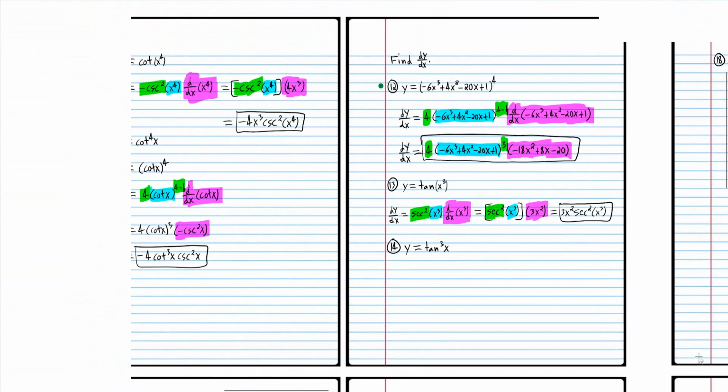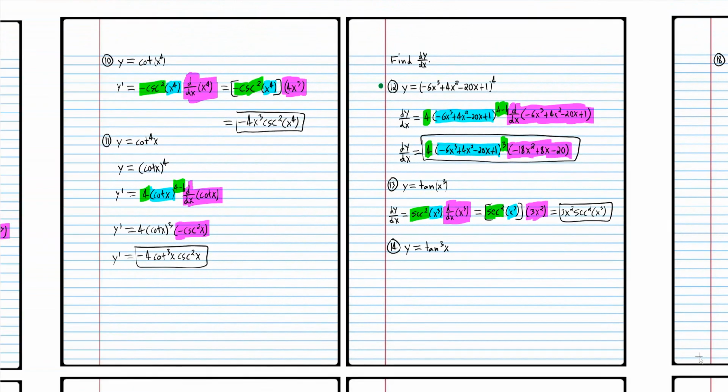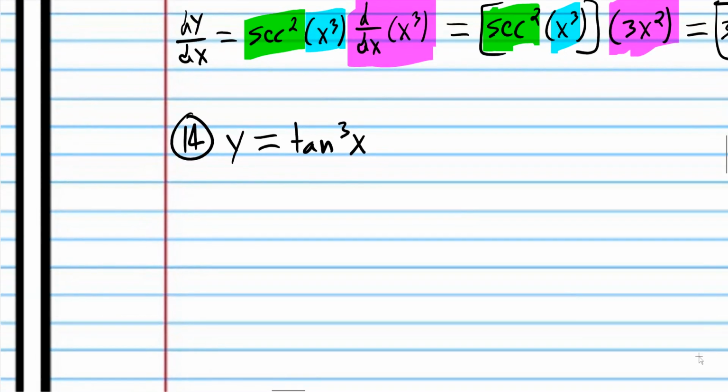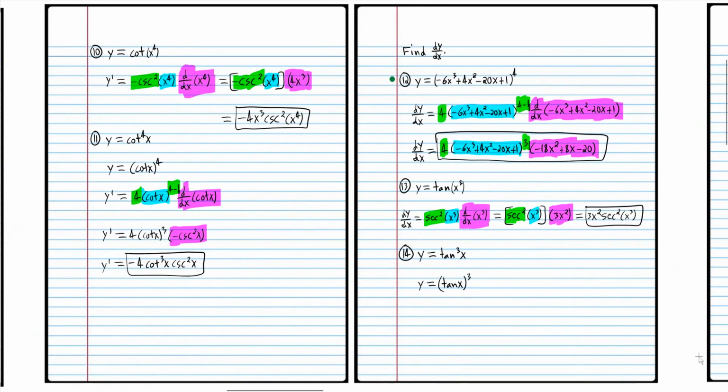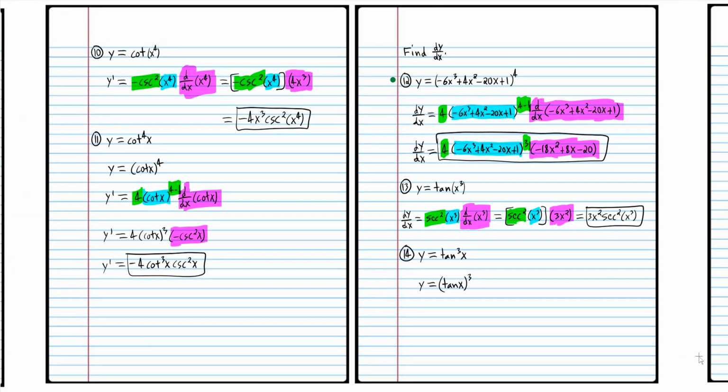Okay, now number 14 is a very, very different situation. Before you find the derivative, I would suggest that you change to this form. That's going to help you. So find the derivative of number 14, and when we come back, we'll do it together.